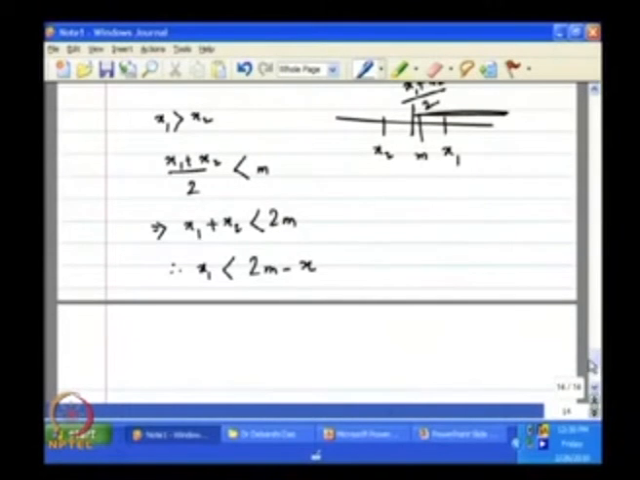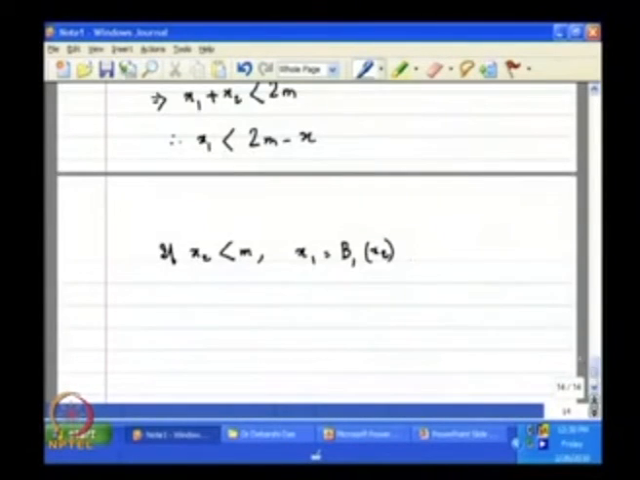So, in short, if x2 is less than M, x1, which is equal to b1(x2), is given by x1 such that x1 is greater than x2 but less than twice M minus x2. So, this is one best response function.